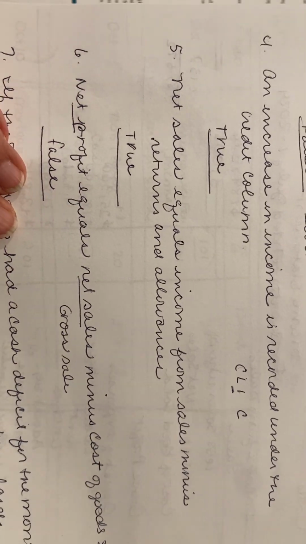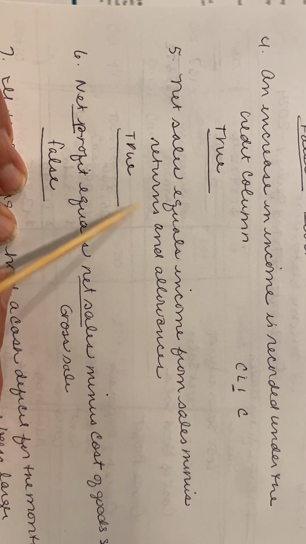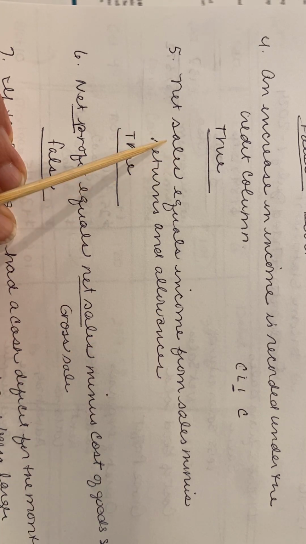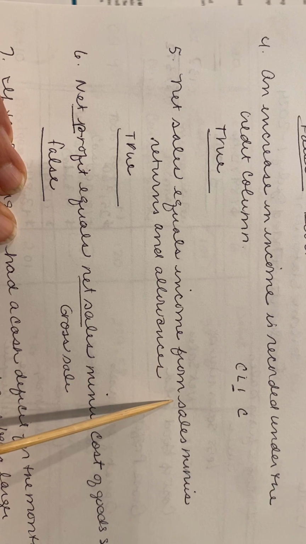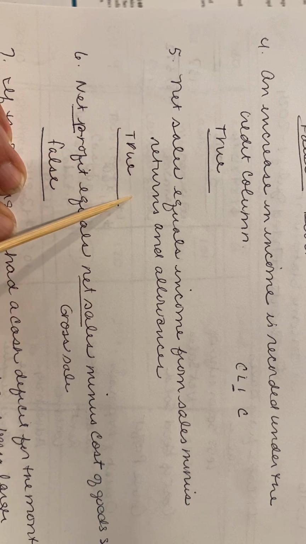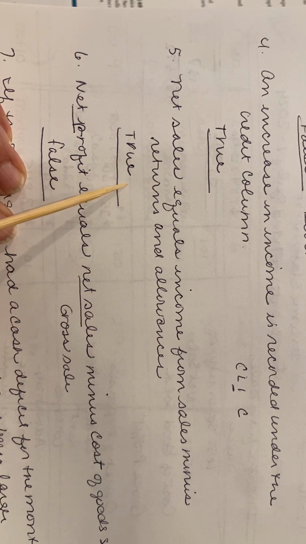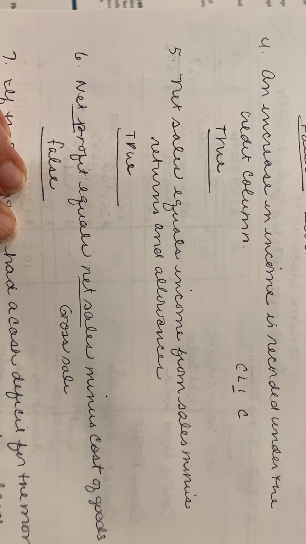Number 5, the net sales equals income from the sales minus the returns and allowance. Net sales is you take your income, and then you have to subtract all the returns to get your net sales. So this is true. In order to have net sales, you got to make sure that you have the right sales. If people return things, of course, you need to subtract those things that were returned.